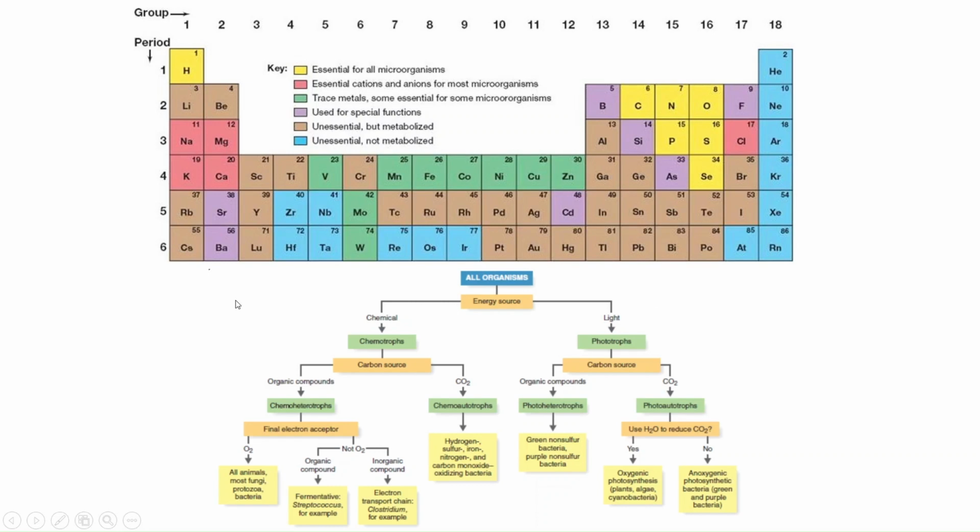Coming to the part where this nutrition is being taken from, you can have two energy sources. The energy sources can be chemical or they can be light. So let me first define what energy source and carbon source mean. Energy source means, in order to drive your metabolic reactions, you will need energy, like ATP will be there. So the thing that produces that energy that drives your biochemical reaction is known as an energy source.